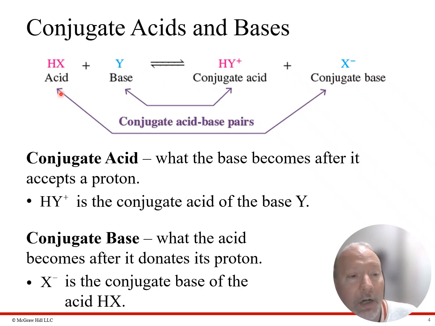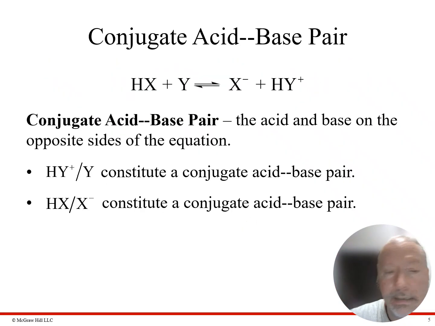But with conjugate acid-base pairs, if we have an acid, what's left over after it donates its proton is the conjugate base. If we have a base, what's left over after the base accepts the proton is a conjugate acid. Now, I'm not going to get too much into strength. That's more of a General Chemistry 2 question. But a conjugate acid is what the base becomes after it accepts a proton. And a conjugate base is what the acid becomes after it donates a proton. So go ahead and look that over, make sure it makes sense.